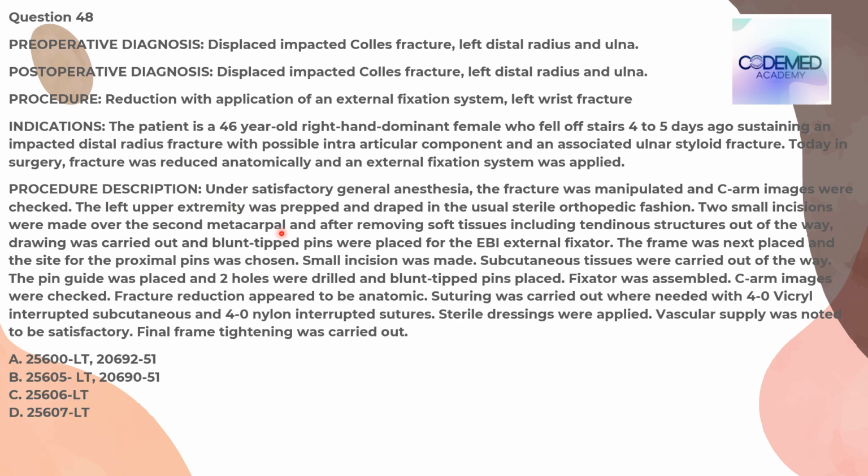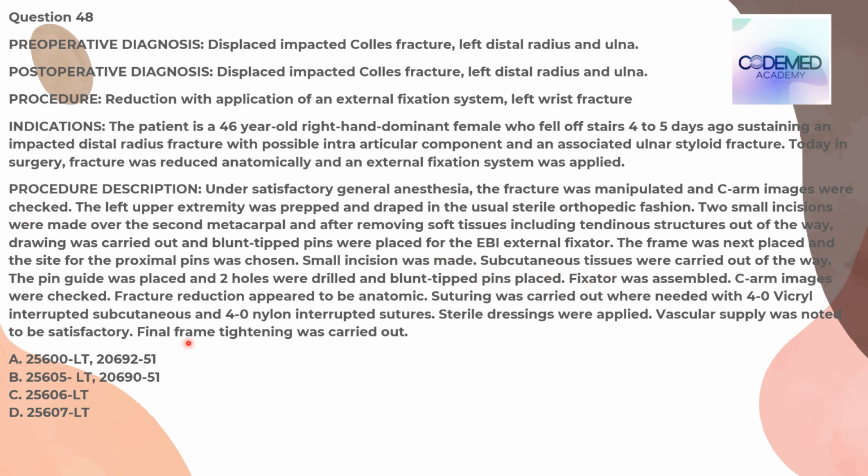The left upper extremity was prepped and draped in the usual sterile orthopedic fashion, and two small incisions were made over the second metacarpal. After moving the soft tissue, including the tendinous structures, out of the way, drilling was carried out and the blunt tip pins were placed for the EBI external fixator.